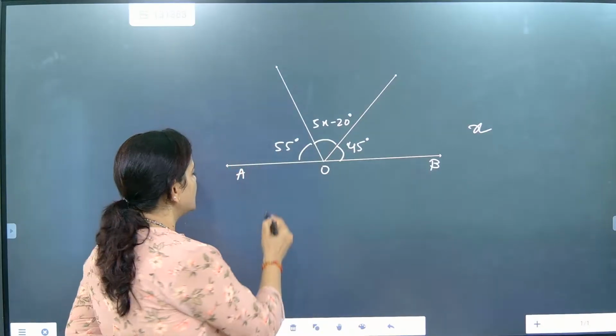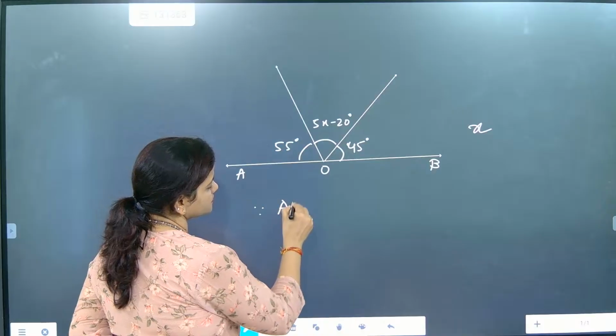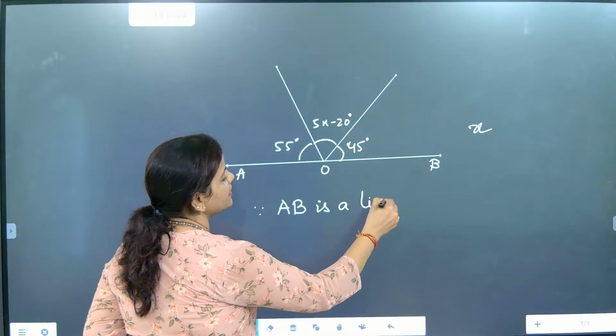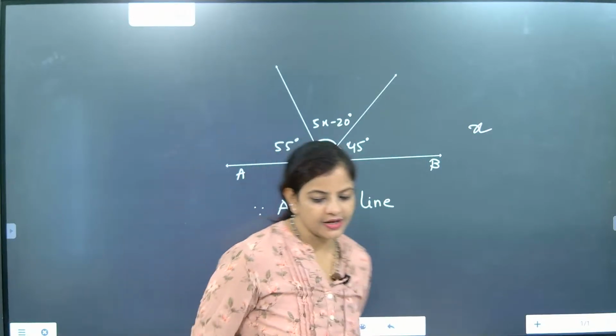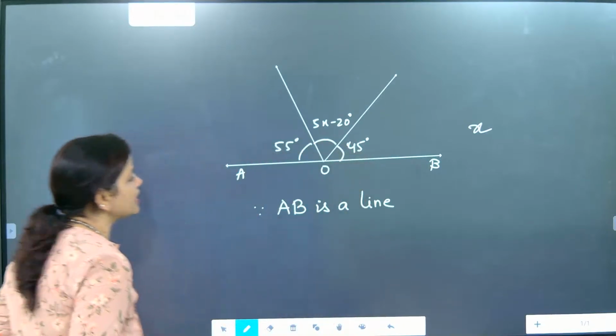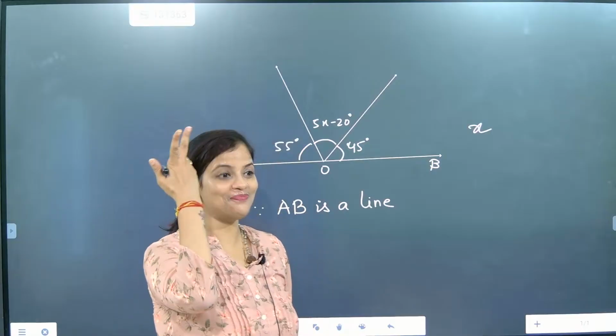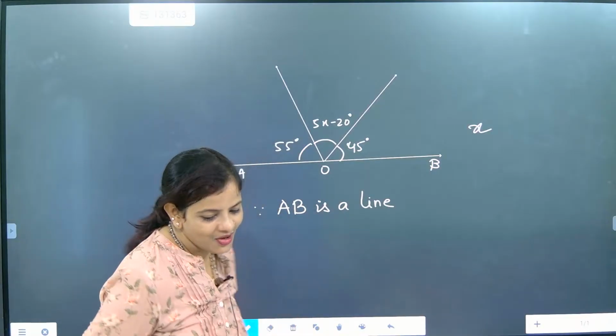Now beta, see. Since AB is a line, what is AB, beta? AB is a line. So when we are talking about AB, what is AB, beta? AB is a line. Now the brain is coming. Now the brain is coming. Okay.